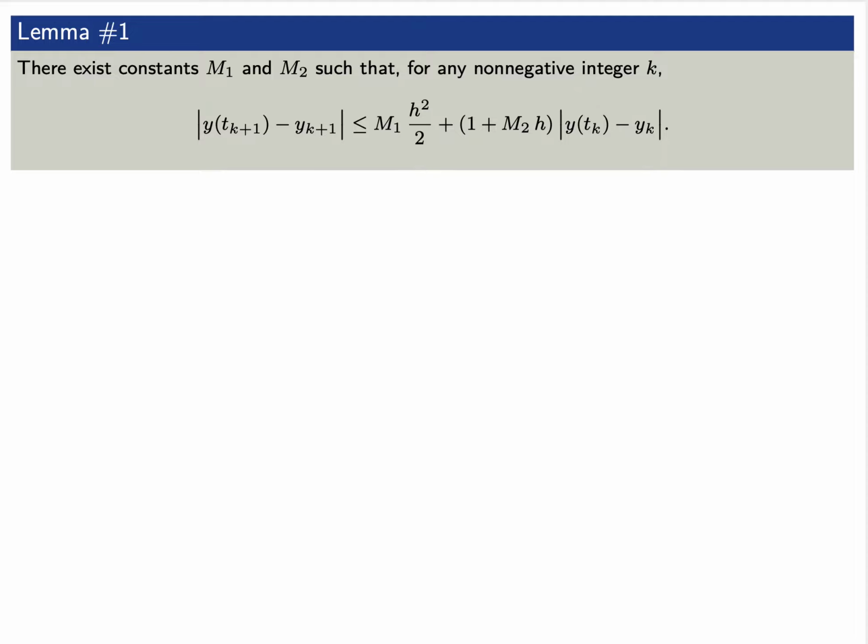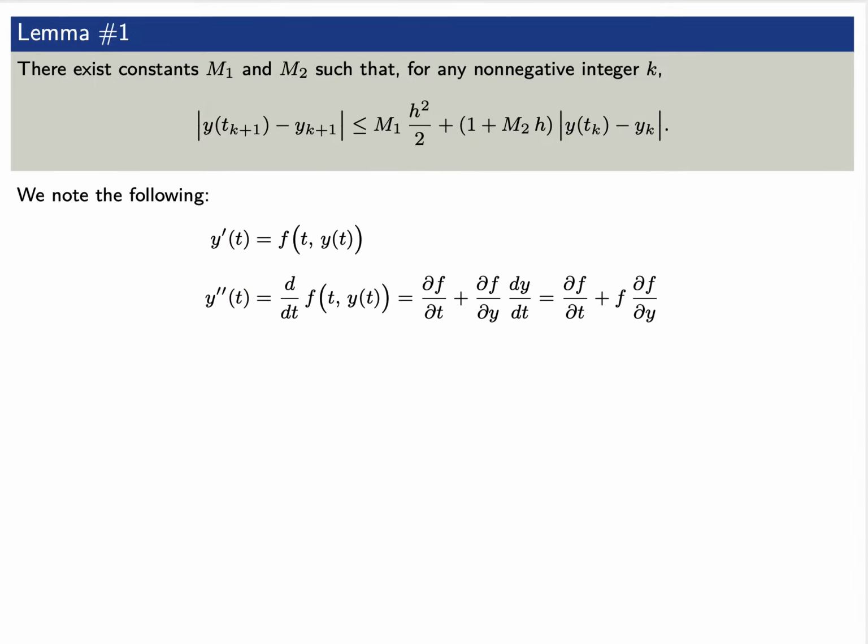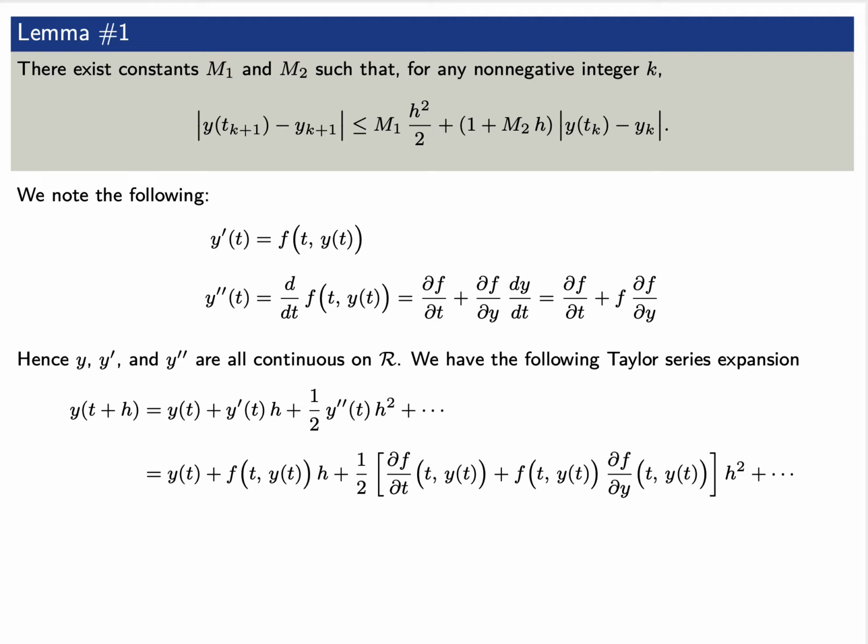Let's sketch why this is true. First, notice that if y of t is our unique solution, we can compute the derivative in terms of f, and therefore the second derivative of the solution in terms of the partial of f with respect to t plus f times the partial of f with respect to y. Now, performing a Taylor series expansion around this step size h, we find that we can write y of t plus h as y of t plus f times h plus 1/2 times the partial of f with respect to t plus f times the partial of f with respect to y, times h squared, plus some higher order terms.